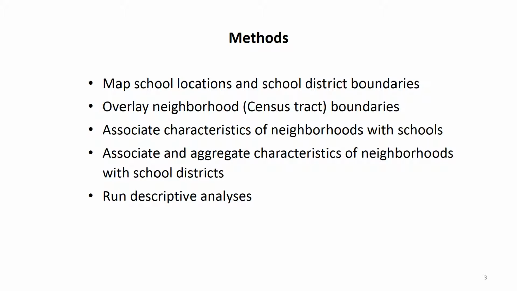So our methods were kind of complex, but we've summed them up in a nutshell here. Basically, we just mapped school locations and school district boundaries. We overlaid neighborhood boundaries, with neighborhoods defined by census tracts. Then we associated the characteristics of the neighborhoods with schools. For our district level analyses, we aggregated the characteristics of neighborhoods and then associated those with school districts. And in both cases, after we did this, we ran descriptive analyses.